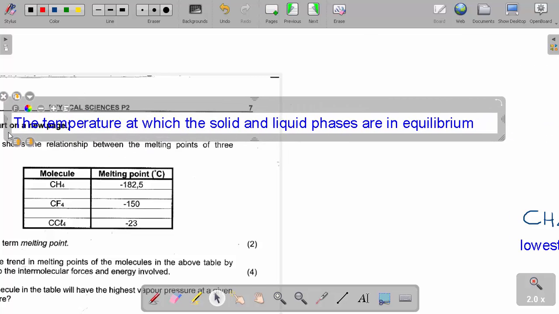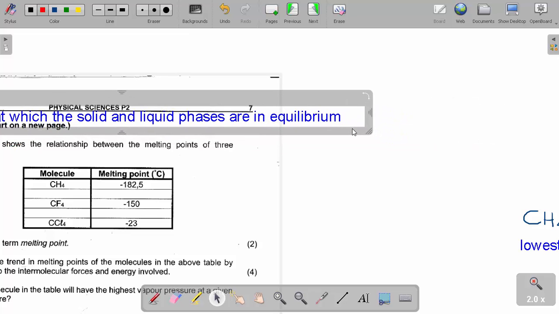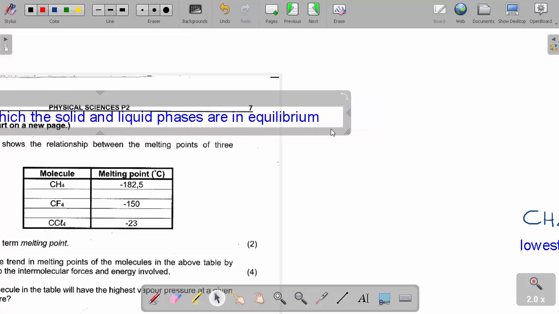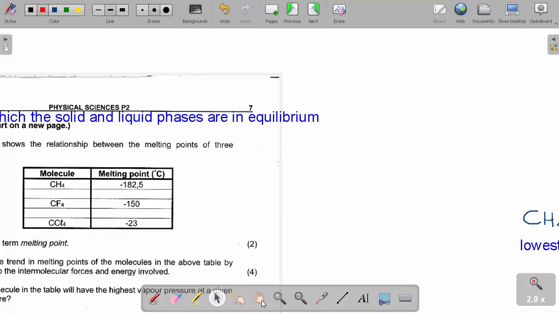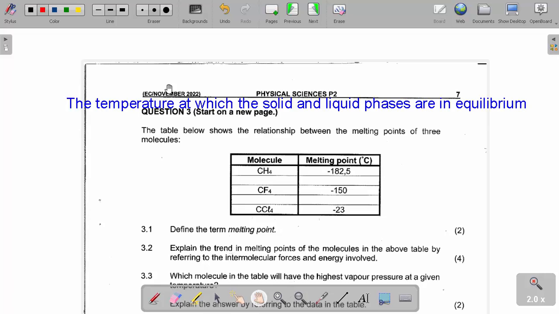The temperature at which a solid and liquid are in equilibrium. Defined as what? The temperature at which the liquid and the solid phases are in equilibrium. That's how we define melting point. Okay, they say explain the trend in melting points of the molecules in the above table by referring to the intermolecular forces and the energies involved.